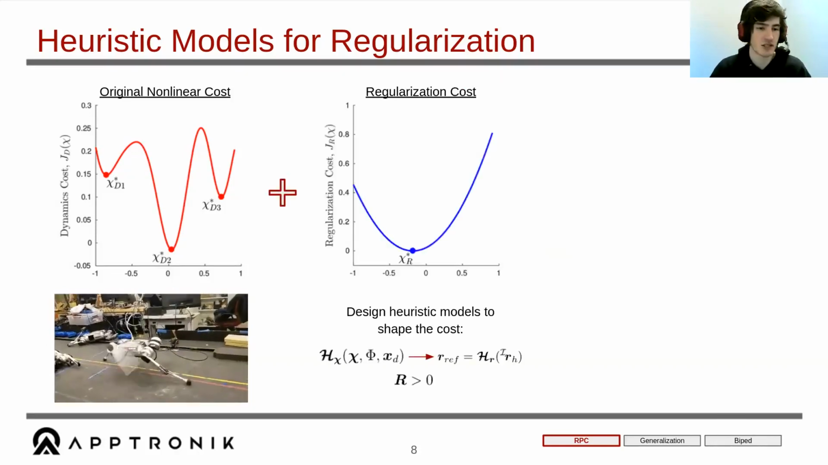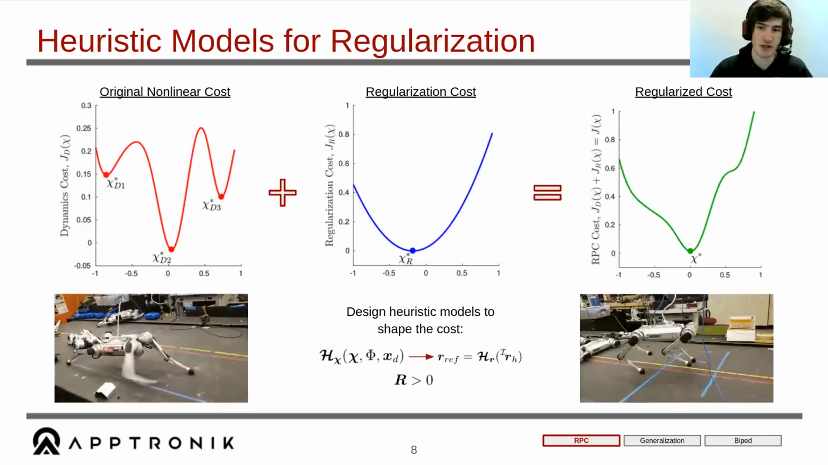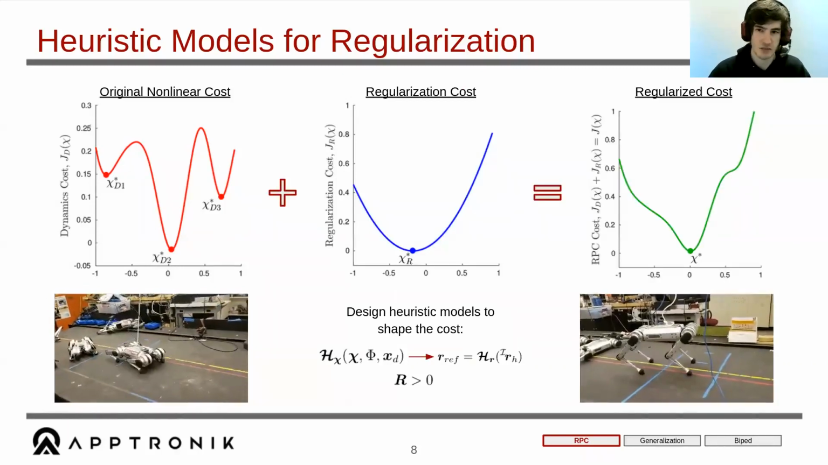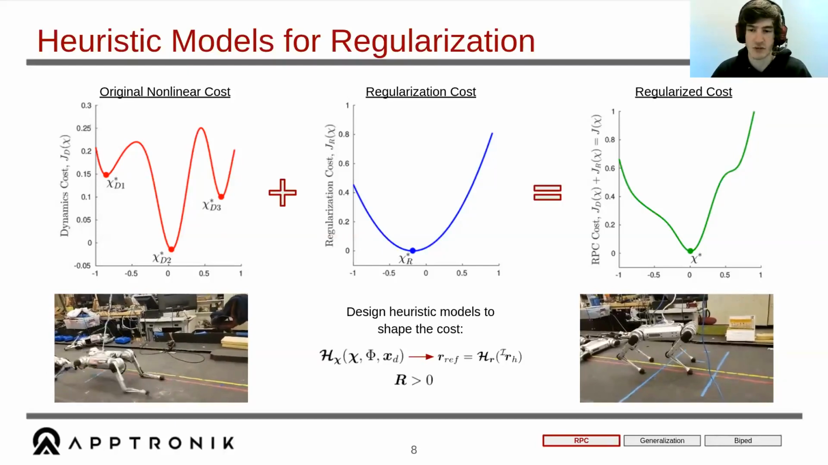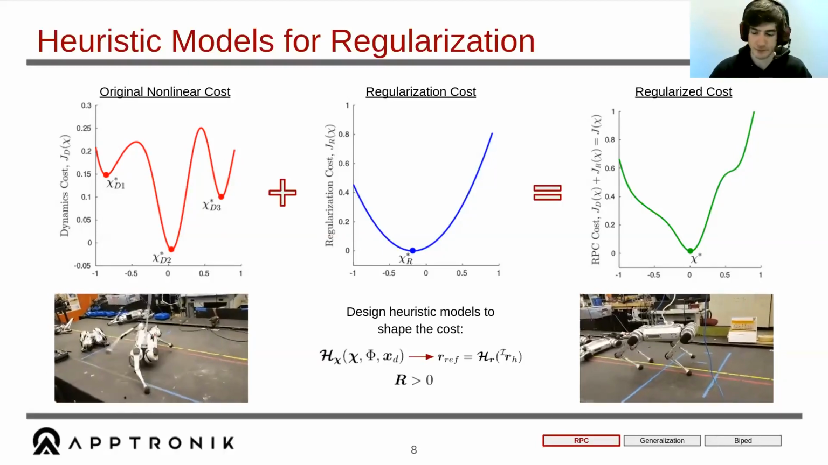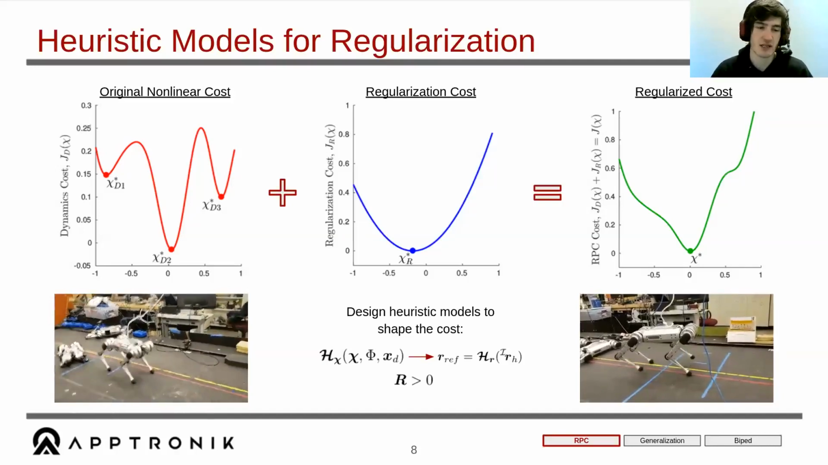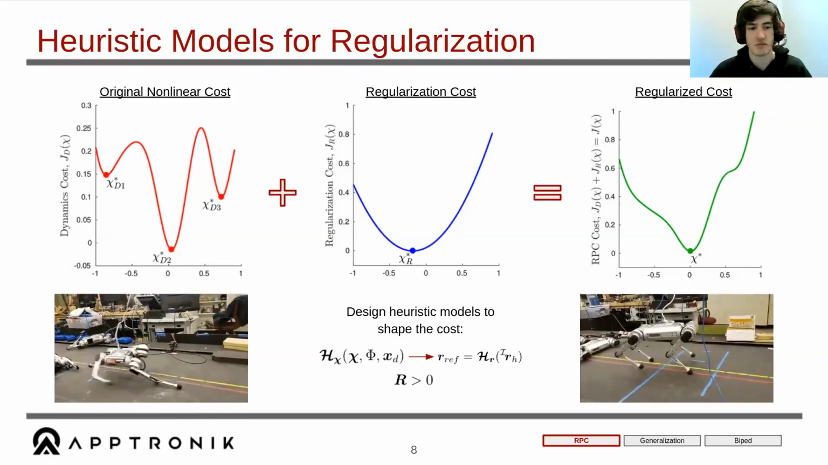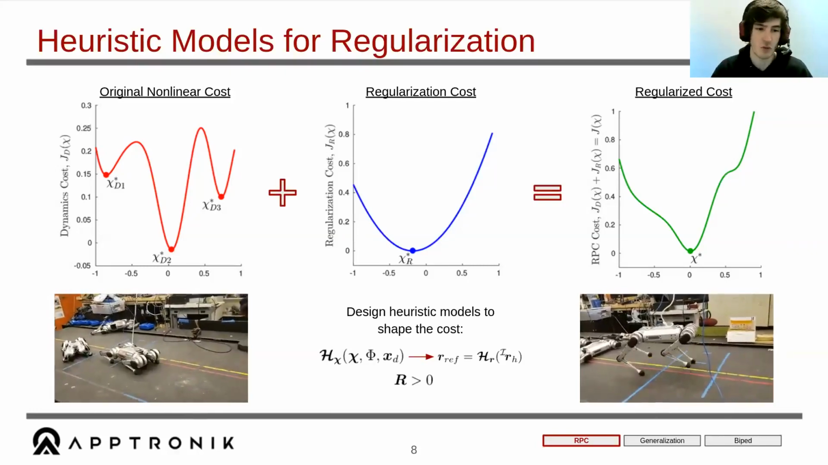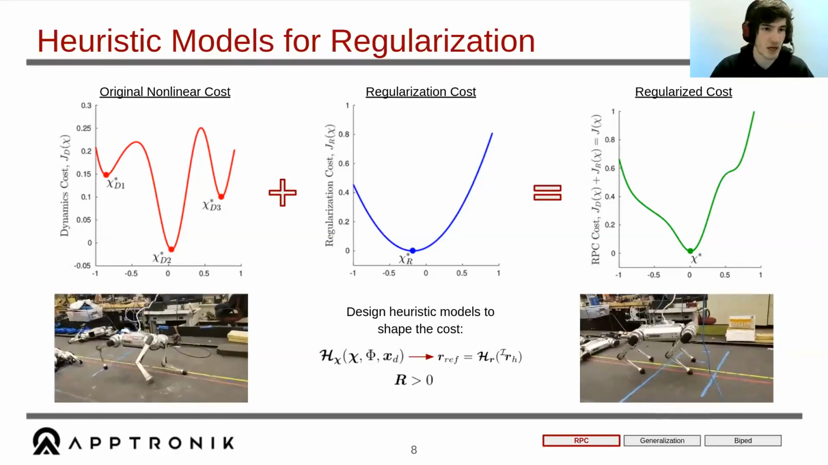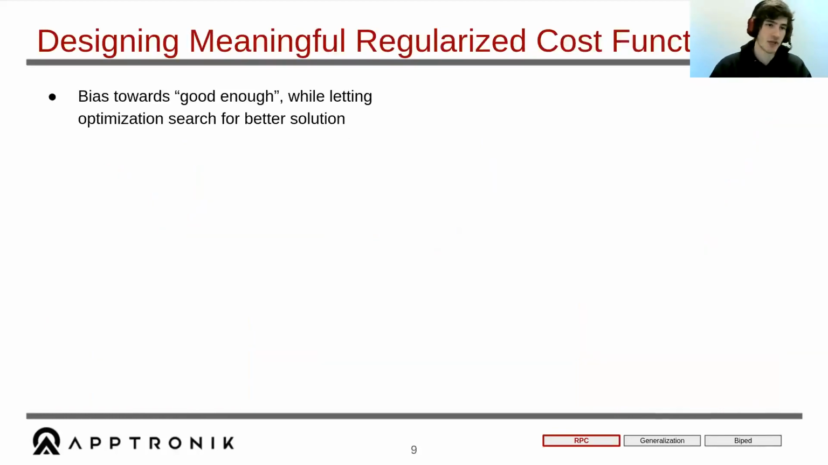So we can add this regularization cost. And when the two get added together, we get a smoother, still nonlinear cost function, but the behavior is much nicer. So that's the basic idea, is to make the optimization better without changing the optimal solution, but you do want to have it stop jumping from optima to optima. So like I said, the goal is to bias towards a good enough solution, but let the optimization search for a better solution if there is one available.